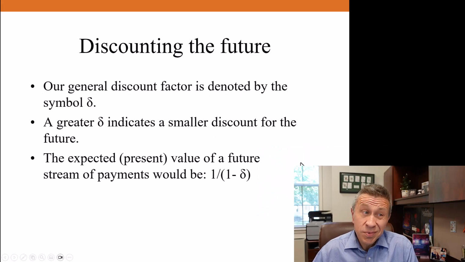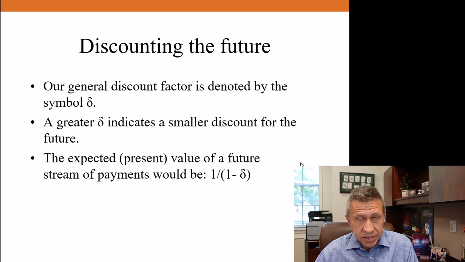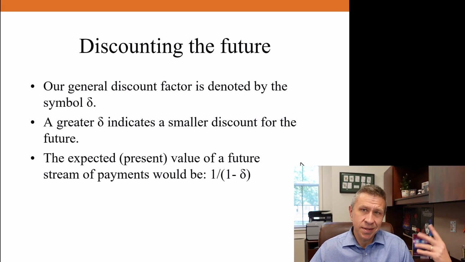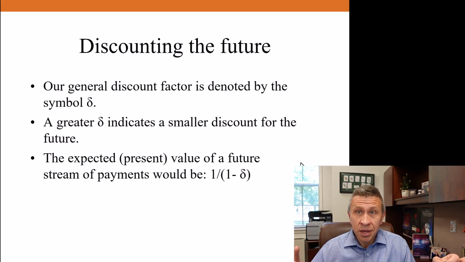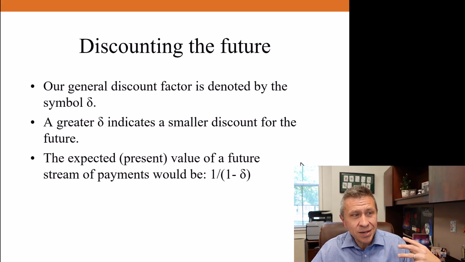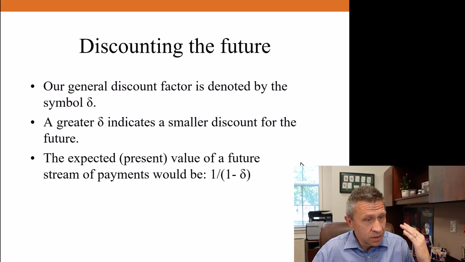So as mentioned, the general discount factor is denoted by the symbol delta. A greater delta means a smaller discount for the future. So if delta is 1, well, the future is not discounted. The next period is worth just as much as today. If delta is 0, the future is worth nothing. Anywhere in between, we're discounting. So the expected present value is 1 divided by 1 minus delta.